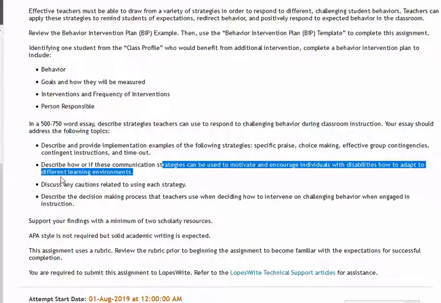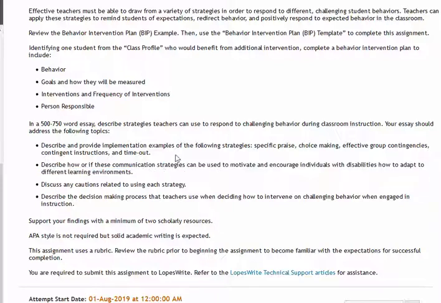So, but you're going to describe how or if these communication strategies that you identified up here does that. Discuss any cautions related to using each strategy. So if you miss out a strategy, you're going to lose points. It says each strategy.